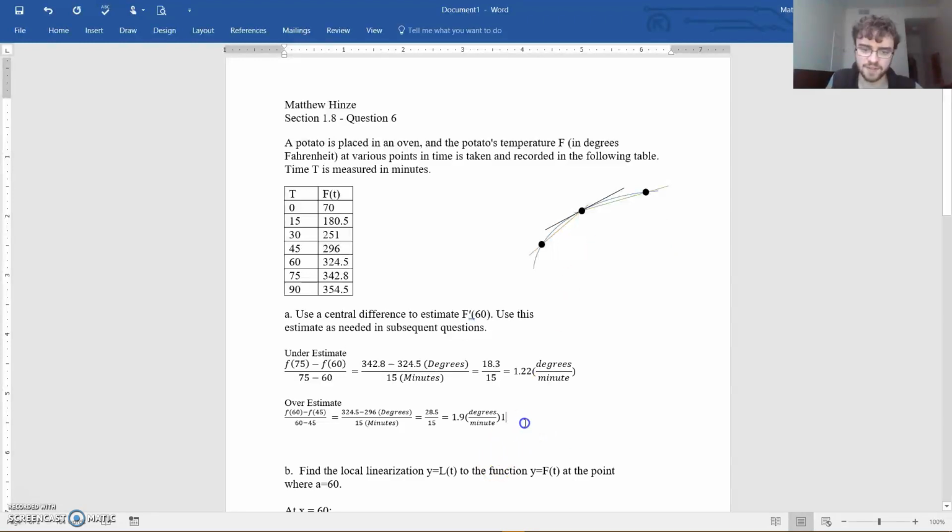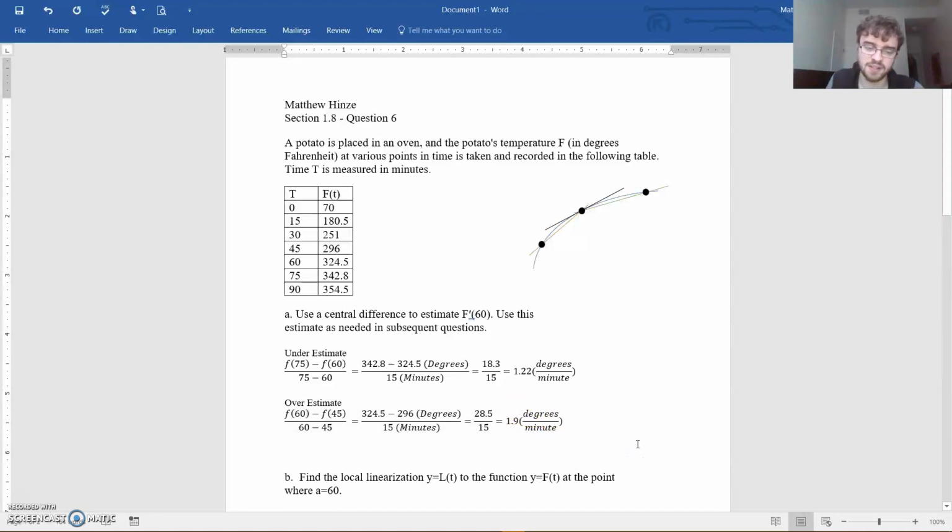So we have our overestimate, which is just from 45 to 60, which gives us 324.5 degrees minus 296 degrees over 15 minutes, and that ends up being 1.9 degrees per minute. And this is going to be our overestimate because, as we can see here, it's going to give us a slope that would be larger than what the actual slope at 60 would be.